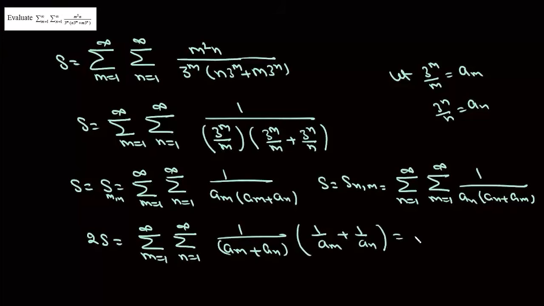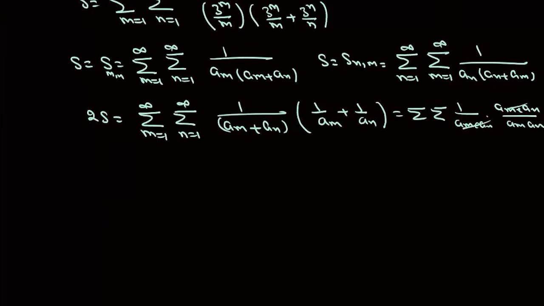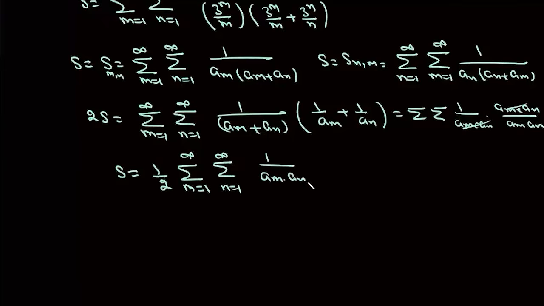Now this is the summation 1 upon am plus an, and this will be am plus an upon am into an. Now this am plus an will cancel. So we can write this sum as 1 by 2, summation n varies from 1 to infinite, summation n varies from 1 to infinite, 1 upon am into an. So basically this is this sum s, and this is 1 by 2.